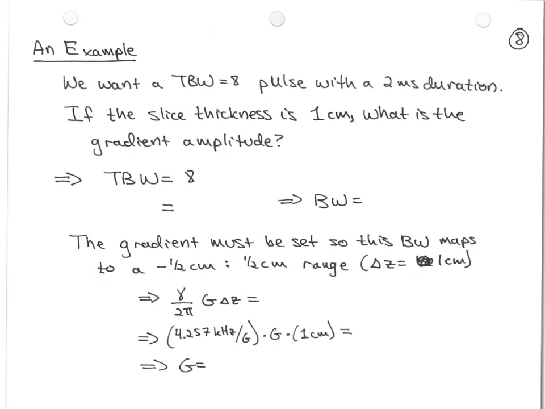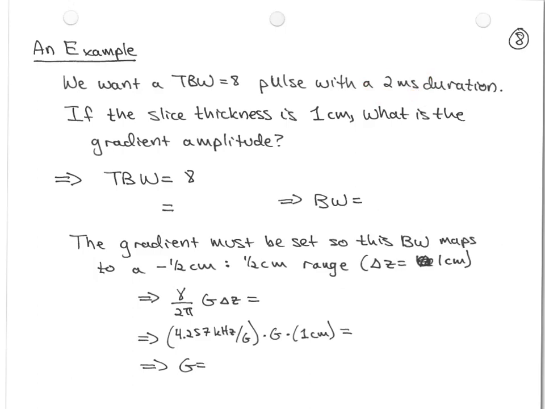Okay, last slide here. I wanted to give an example of calculating the gradient strength necessary to get a given slice thickness. So let's say that we have chosen a time bandwidth 8 slice selective RF pulse with a 2 millisecond duration. That's a convenient number, but it is actually fairly realistic. I believe on the GE systems the default excitation pulse duration is 3.2 milliseconds, but it can be 2 milliseconds. That's a very realistic duration.